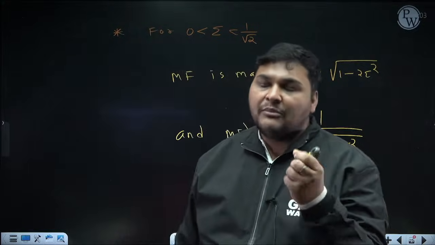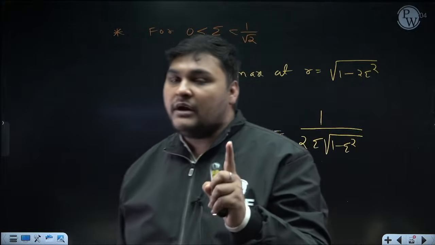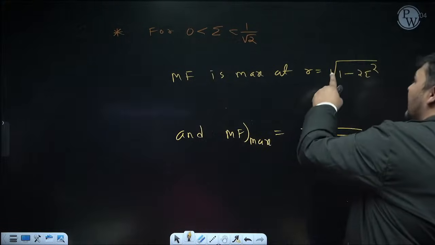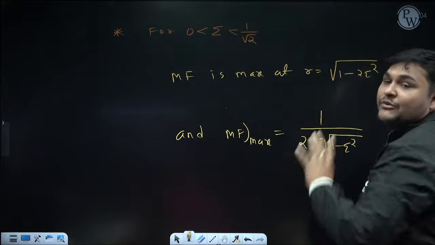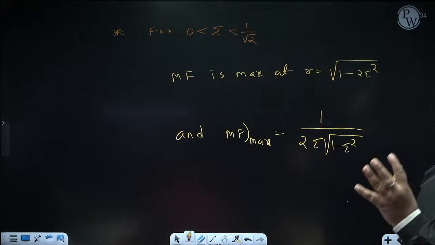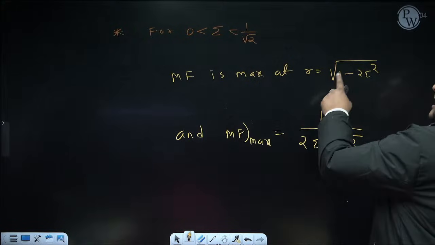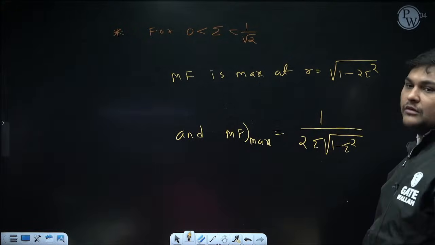So just assume in your mind zeta is 0.1. For zeta equal to 0.1, MF will be maximum at this R, which will be less than 1, means lesser than resonance, and that point will be on the left side of resonance. So for a slightly damped system, you will get the critical value, or the R at which MF is maximum, on the left side of resonance, because it is lesser than 1.